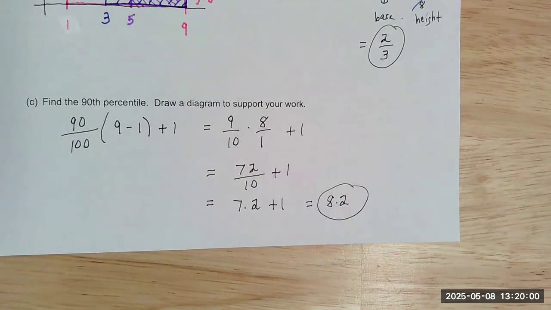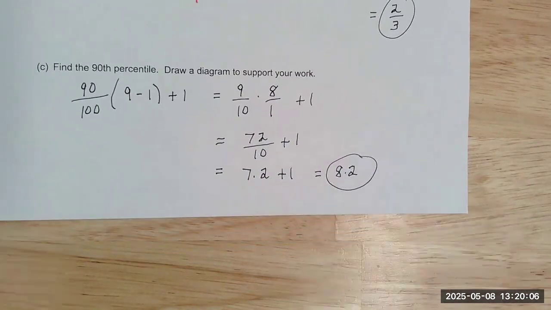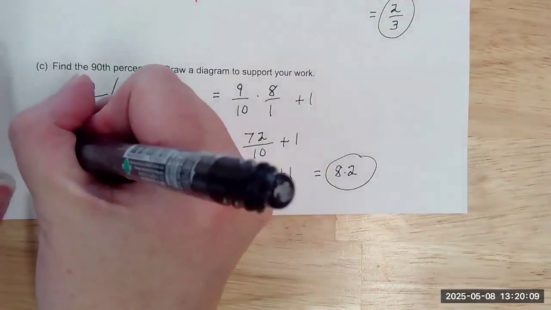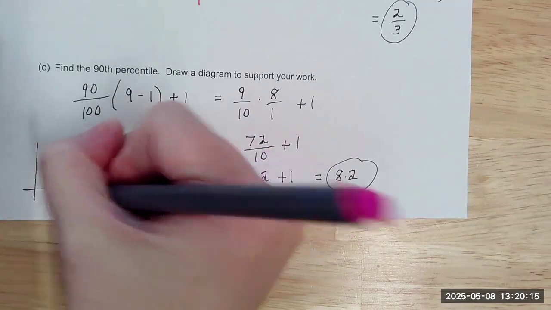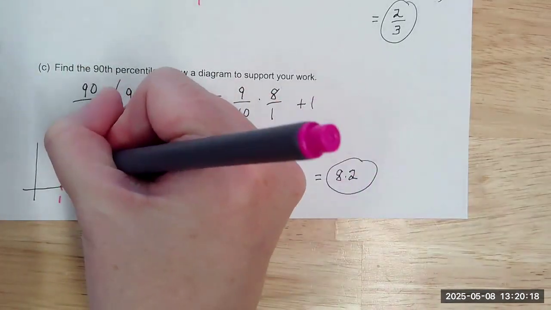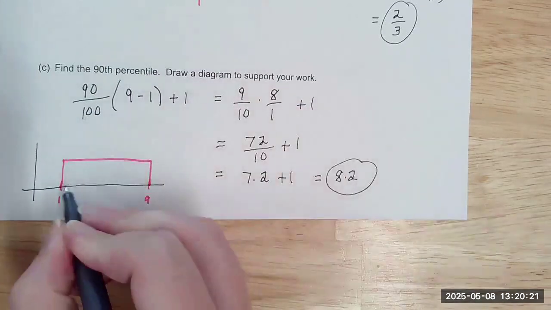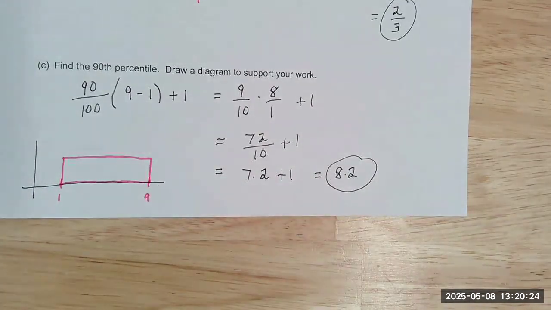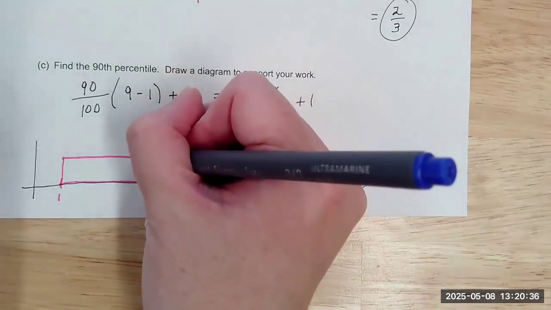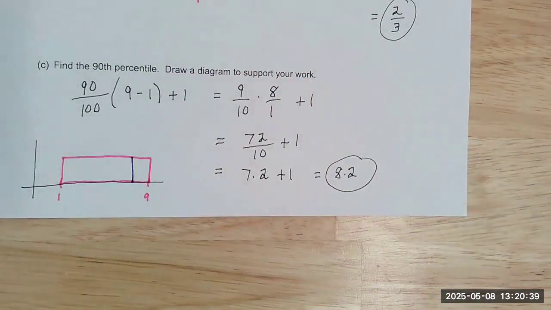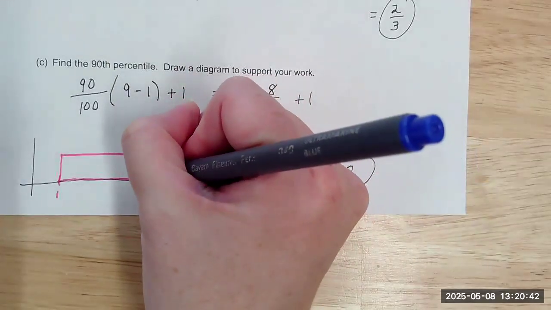It says, draw a diagram to support your work. No problem. Our original rectangle went from 1 to 9. And the 90th percentile should mean that 90% of that rectangle is filled in. If you had to guess where that is, I'd say maybe right here. Does that feel like 90%? Maybe not even. Maybe it's even further over. Maybe it's more like here.